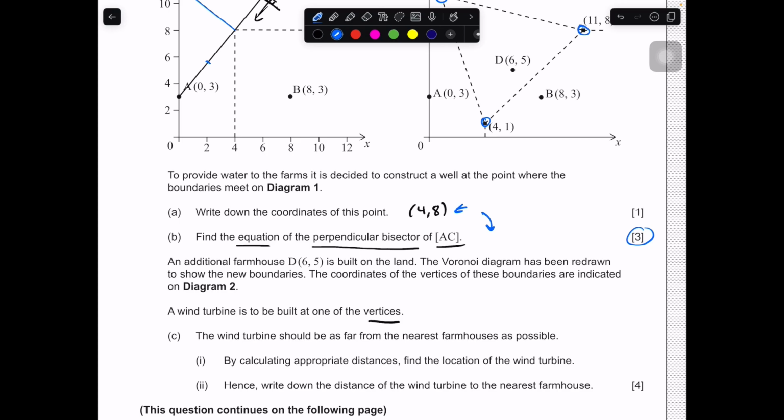By calculating appropriate distances, find the location of the wind turbine. This is plural, which is kind of interesting. And then hence write down the distance of the wind turbine to the nearest farmhouse. 4-mark question, not too bad, I don't think.